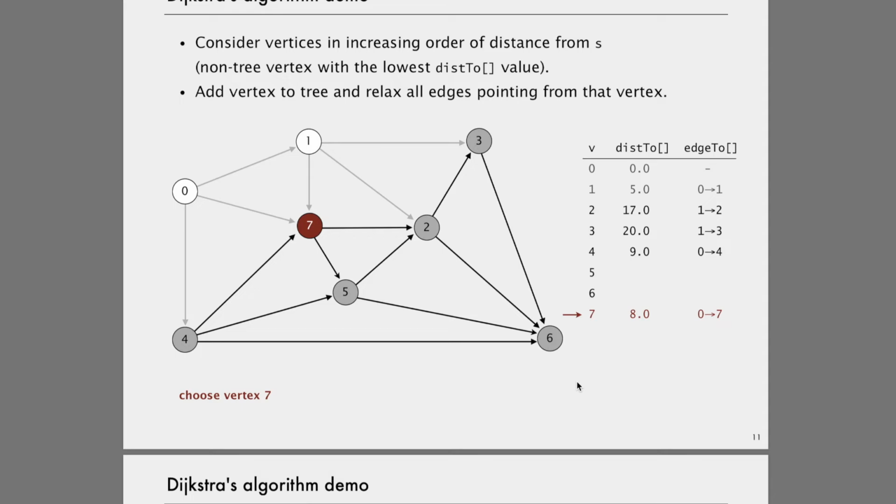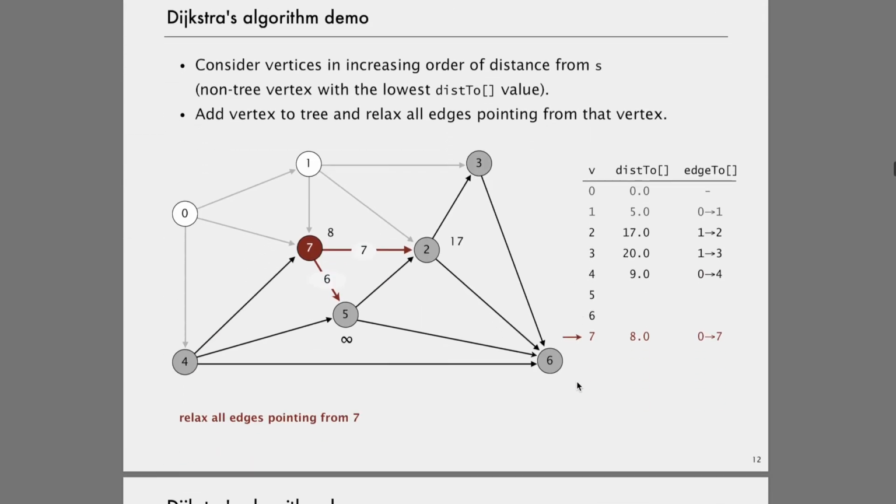In this case, both of them: the one from 7 to 2 gives us a shorter way to 2 than what we knew before, and the one from 7 to 5 gives us a shorter way to 5 than we knew before. Well, we hadn't been to 5 before, so that relaxes 7, and now 7 is on the shortest path tree.